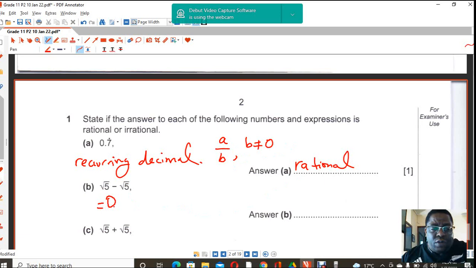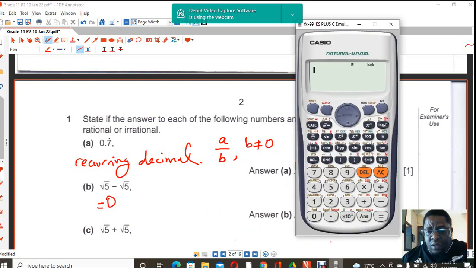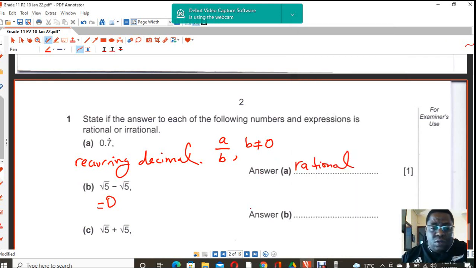Well, if you take your calculator and you punch that in, say, root 5 minus root 5, you're going to get 0. Well, 0 is rational. So that will do it. So this one is also rational.